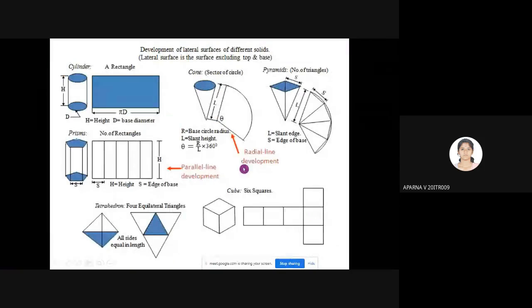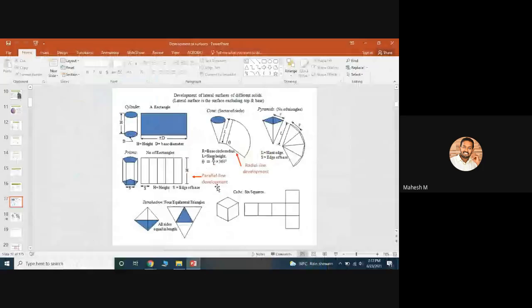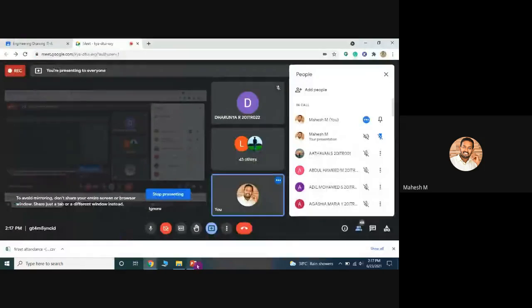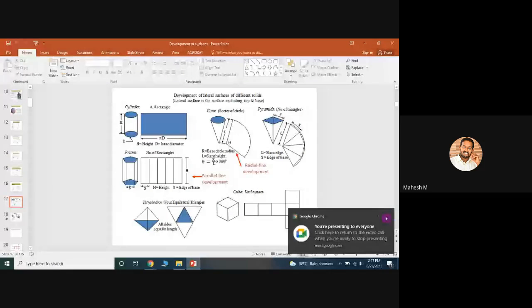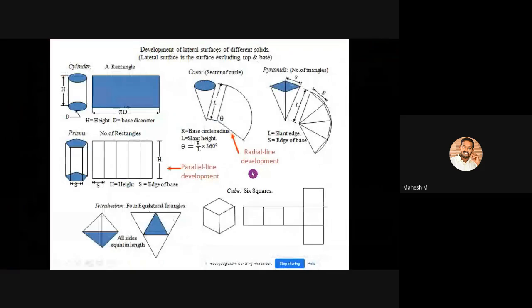Okay, so we were discussing development of surfaces. This particular topic is about expanding the surfaces one by one. In this topic, your unit heading is development of lateral surface. Please understand one thing: what is called development of surface and what is called development of lateral surface.